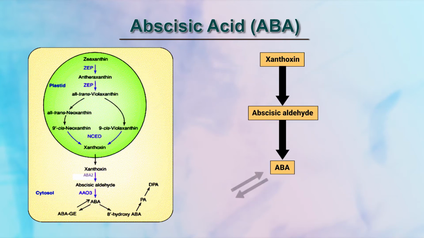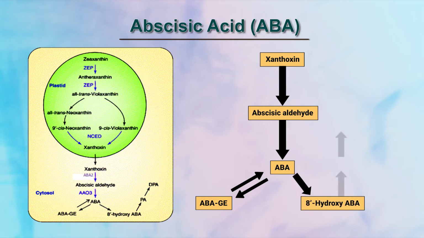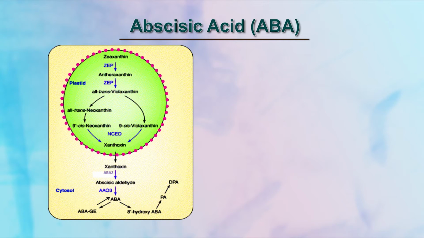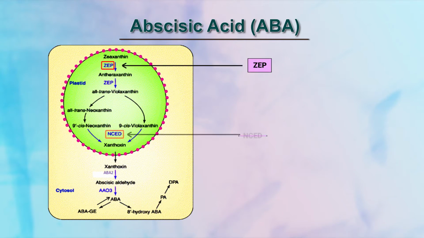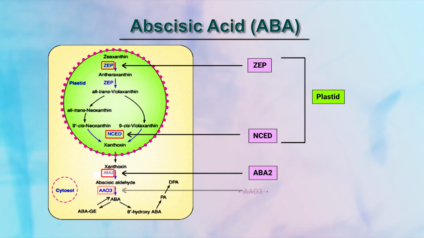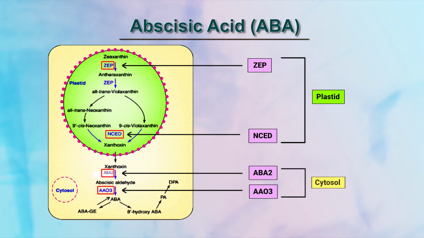The bioactive ABA can also be reversibly conjugated with glucose to generate a glucosylated storage form, or it can be catabolized to inactive forms like 8'-hydroxy ABA or phaseic acid. In the biosynthesis part, several enzymes play critically important roles, such as ZEP and NCED within the plastid and ABA2 and AAO3 within the cytosol.